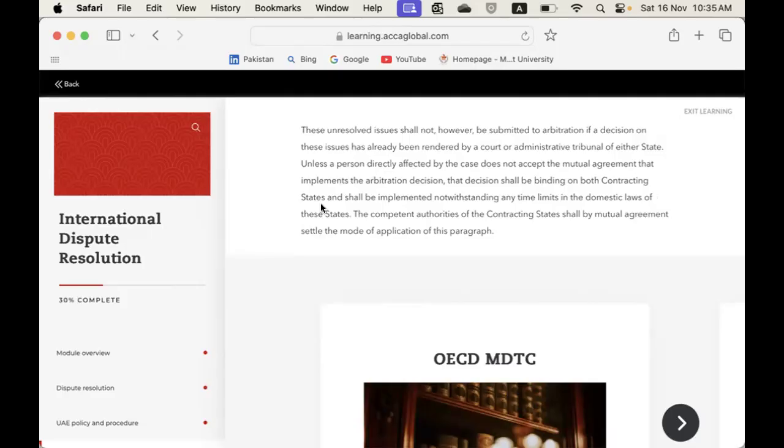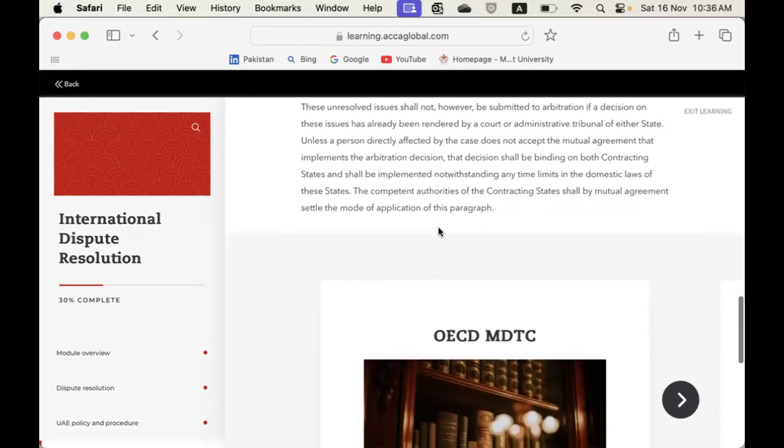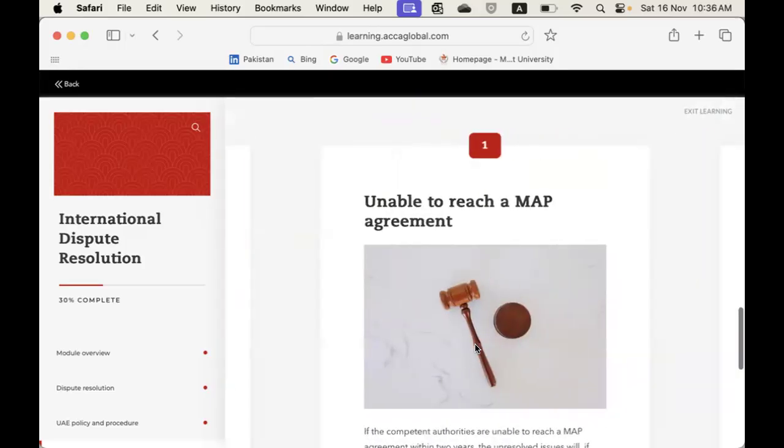So the only key matter to remember here is that both ZATCA and FTA did the arbitration and they came to a conclusion. Now the ball is in the court of the taxable person, the person whose matter was being discussed. If he does not accept the arbitration, then this matter will take another route. But if the person accepts the arbitration, then that decision will become binding on both contracting states, and it will also become a precedent, by the way, and shall be implemented notwithstanding any time limits in the domestic laws of these states. The competent authorities of the contracting states shall, by mutual agreement, settle the mode of application of this paragraph. So that's how arbitration would happen.